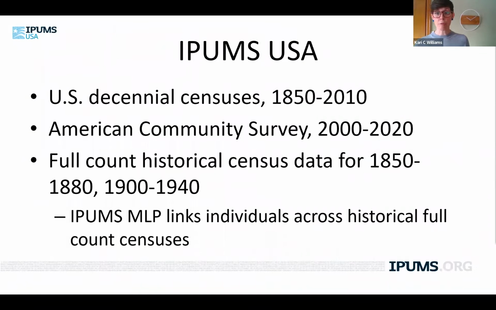IPUMS USA offers the US decennial census data going back to 1850. When 2020 data are available, we will certainly include those as well. But right now we have 1850 through 2010. And then we also have the American Community Survey data for 2000 through 2020.